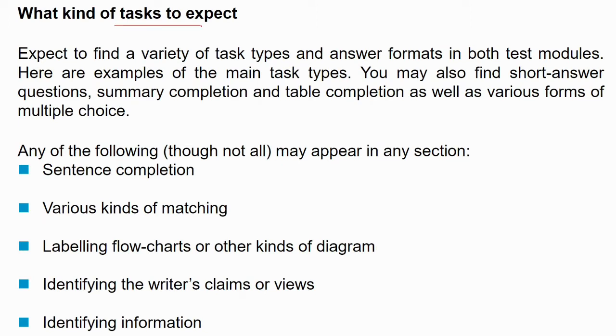So what kind of tasks may you expect? You may expect to find a variety of task types and answer formats in both these test modules. I will give some examples of the main task types. You may also find short answer questions, summary completion, table completion, as well as various forms of multiple choice. Any of these may appear in your test. They may be sentence completion, matching, flow chart labeling or other kinds of diagrams, and also identifying the writer's claims or views, and information identification.